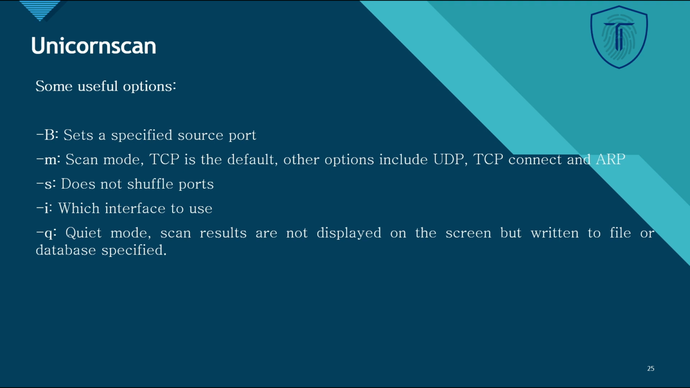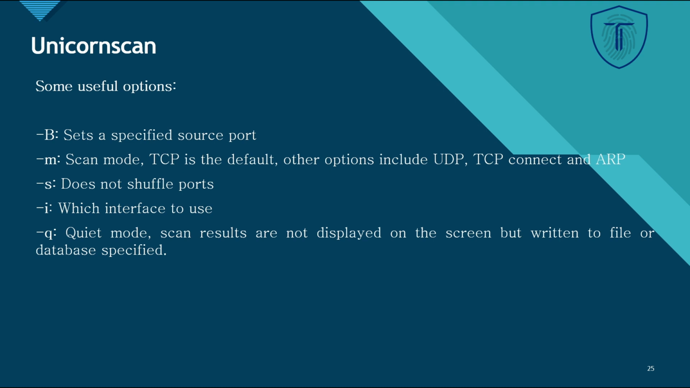Here are some important options available with Unicornscan, which is dash P. This option sets a specified source port. Dash M is the scan mode, and TCP is the default scan if M doesn't provide any attribute after this option. The available attributes are capital U, capital T, and capital A. Capital U for UDP scan, capital T for TCP, and capital A for ARP. Dash A does not shuffle the ports.